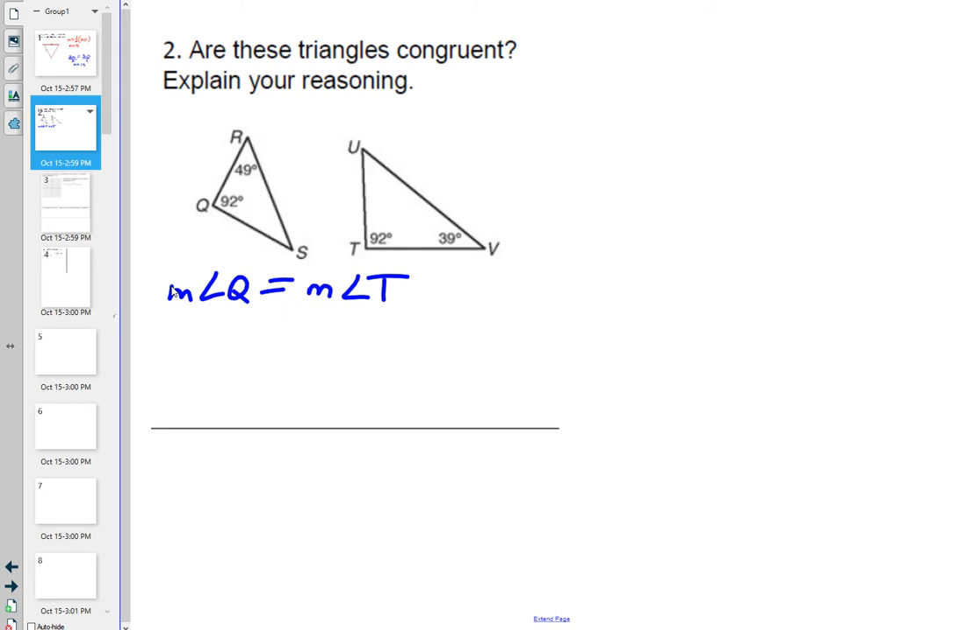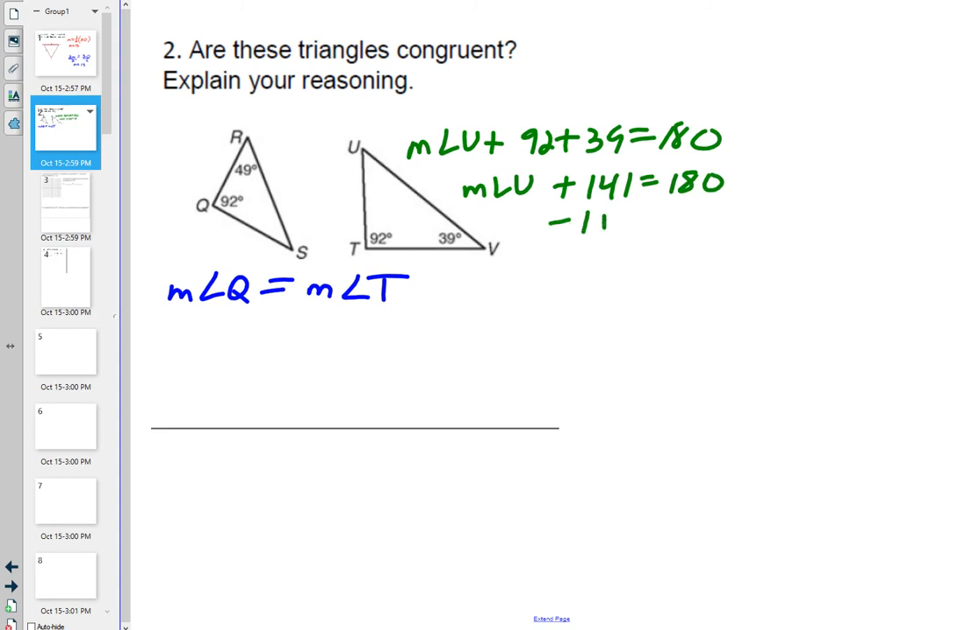R is congruent to U. Well, we don't know yet that R is congruent to U. We'd have to find U first. And the measure of angle U plus 92 plus 39 would be equal to 180. So the measure of angle U, what is this, 141? Measure of angle U plus 141 is equal to 180, minus 141. Measure of angle U is 39.